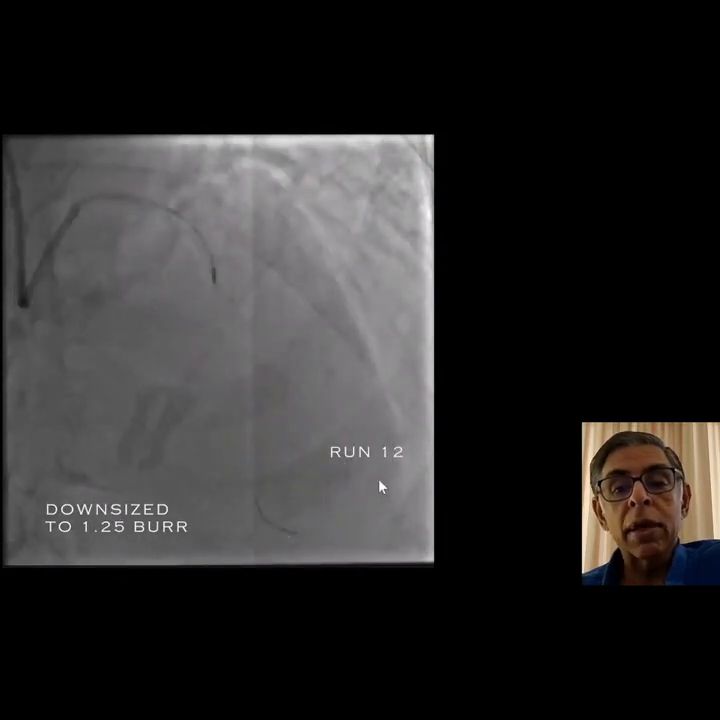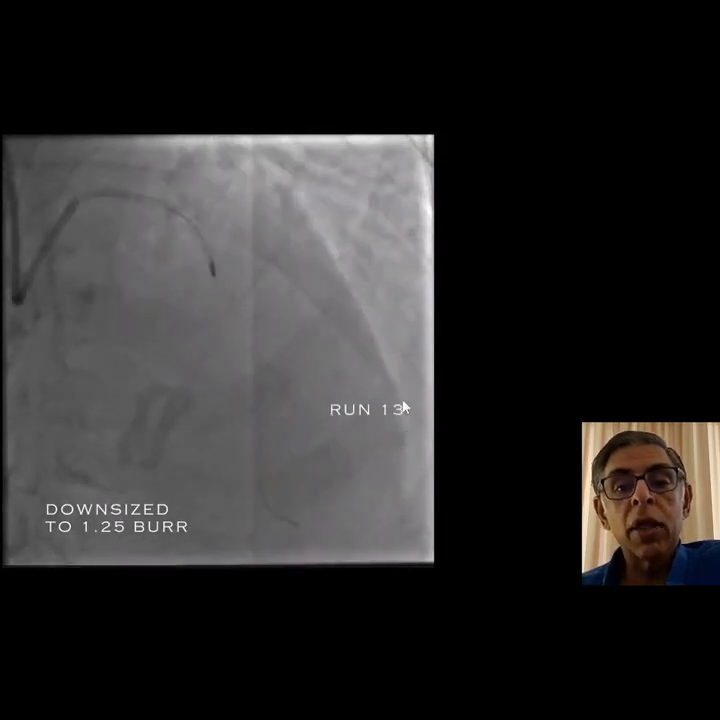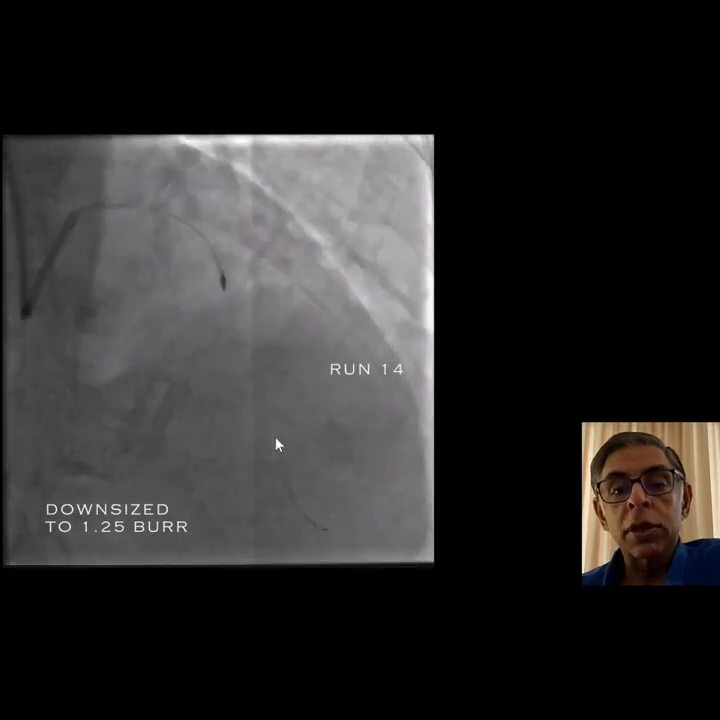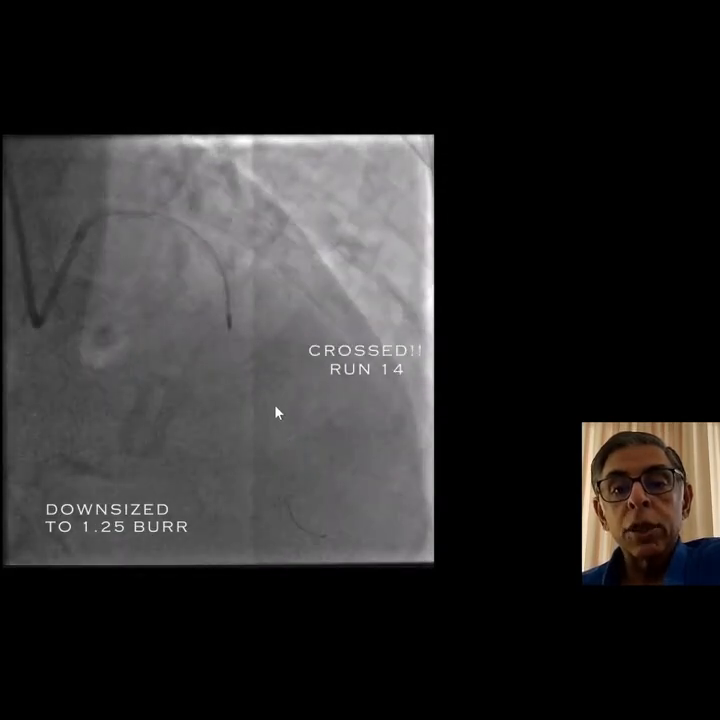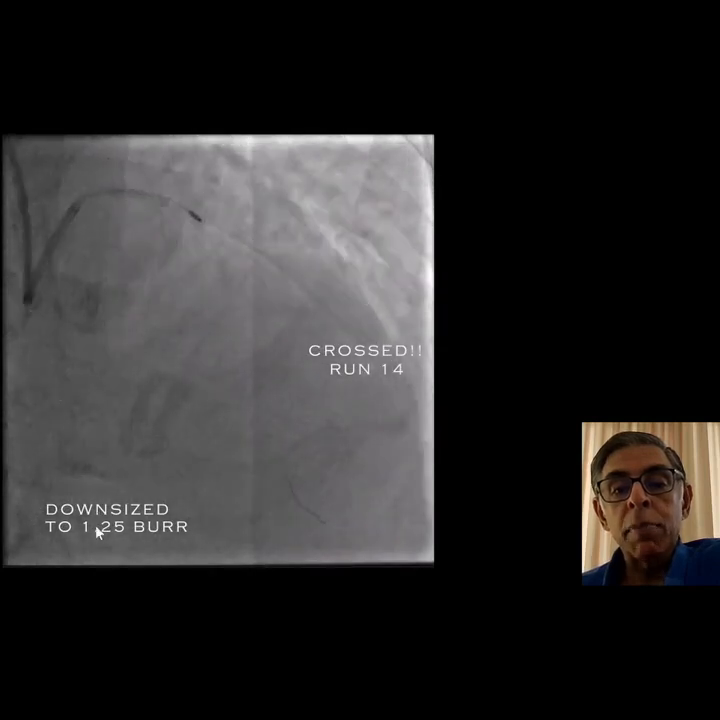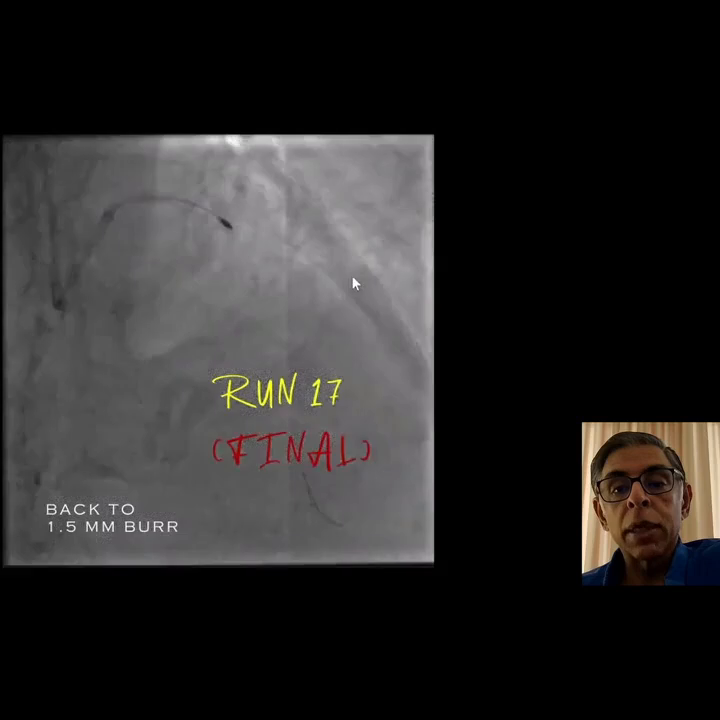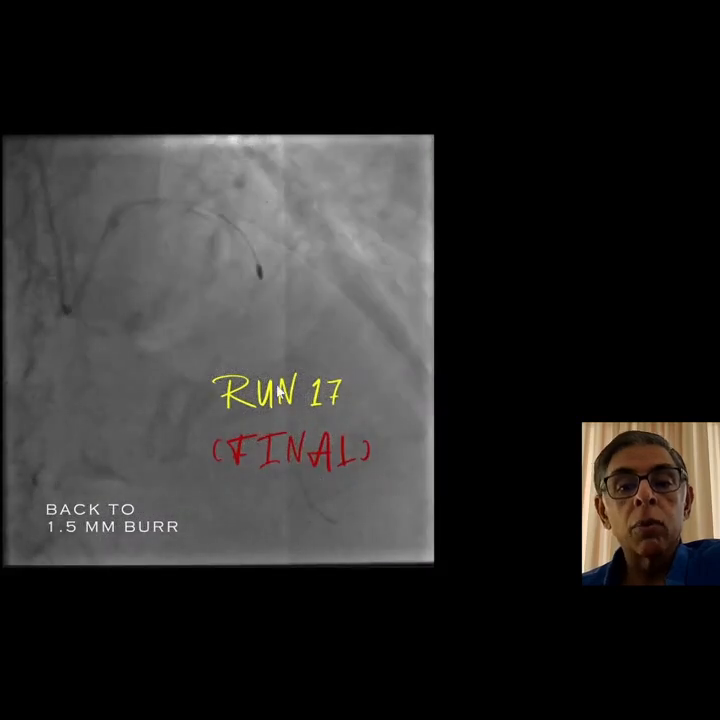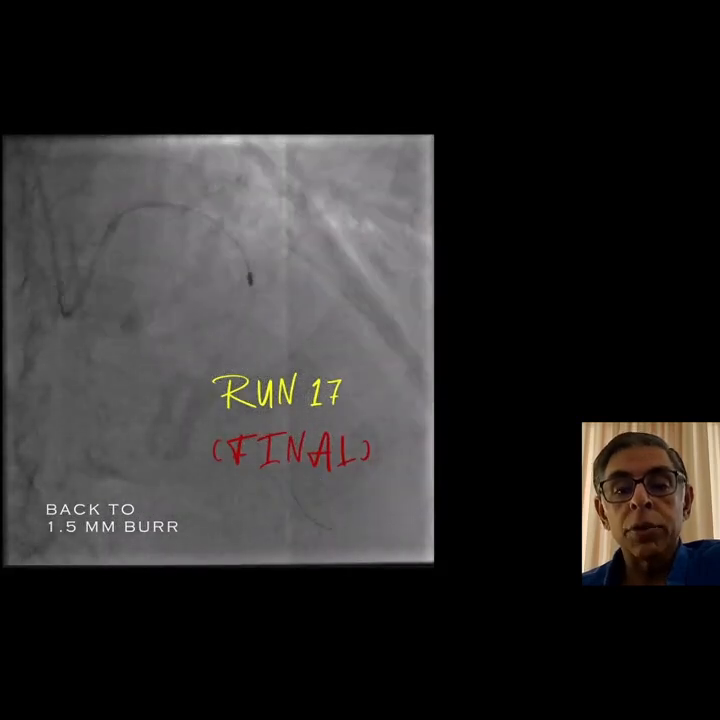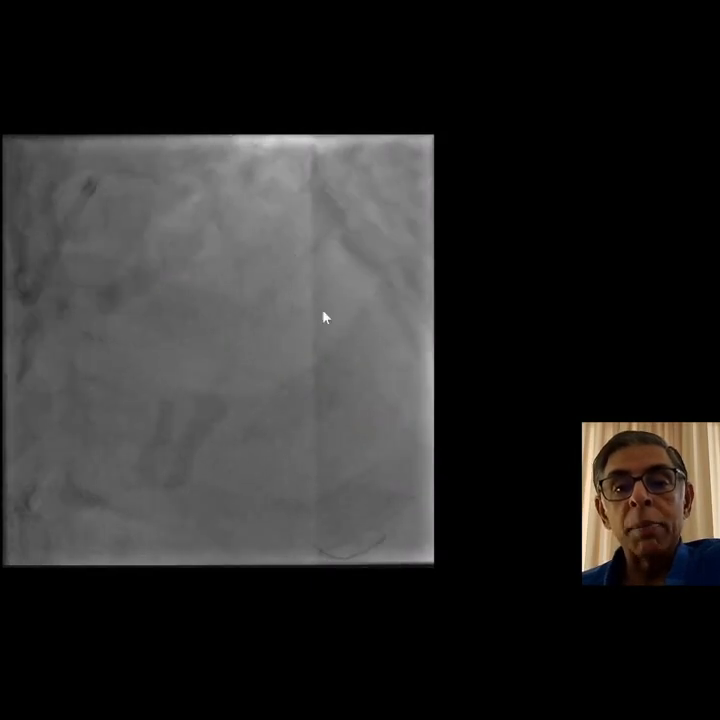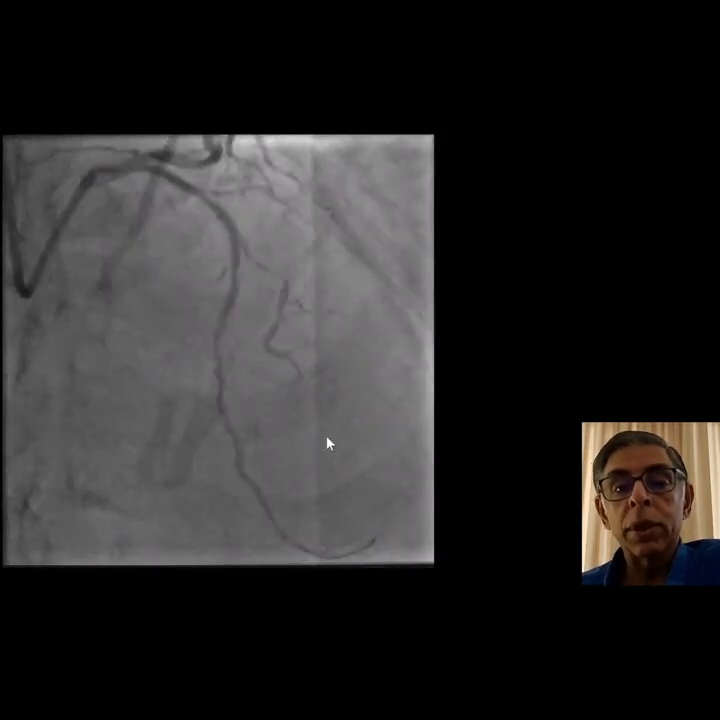And several runs later, run 11, 12, roundabout at run 14, the 1.25 burr managed to cross the lesion, and at this point we upsized back to a 1.5 burr and did another couple of runs. The final total was 17 rotablation runs. At this point, the LAD flow is still maintained, and the patient is doing well with a good EKG and normal hemodynamics, and you can see that there is good flow down the LAD.